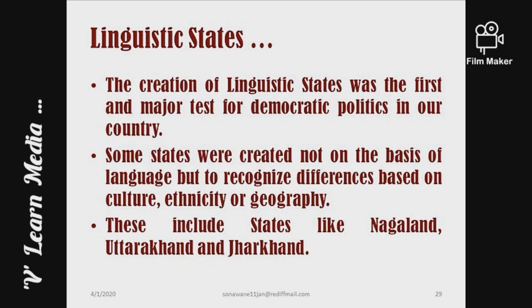Some states were created not on the basis of language but to recognize differences based on culture, ethnicity or geography. These include states like Nagaland, Uttarakhand, and Jharkhand.